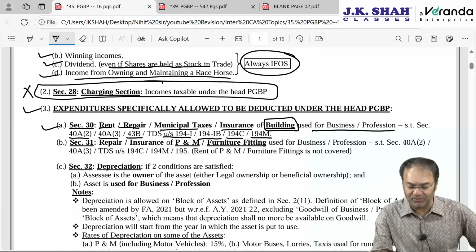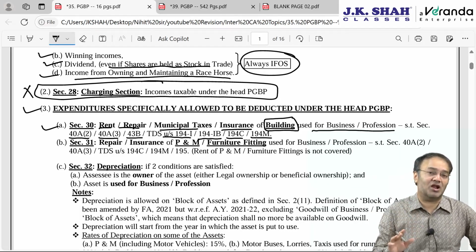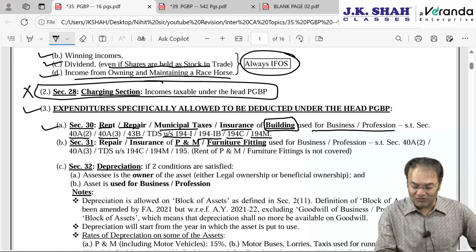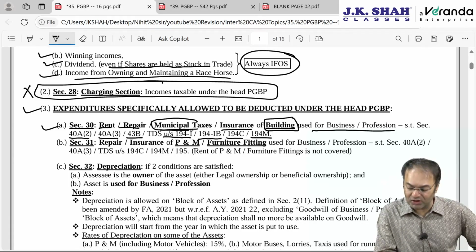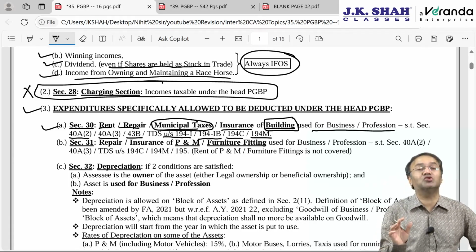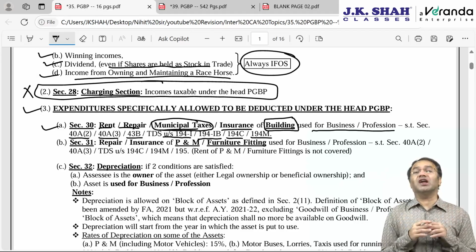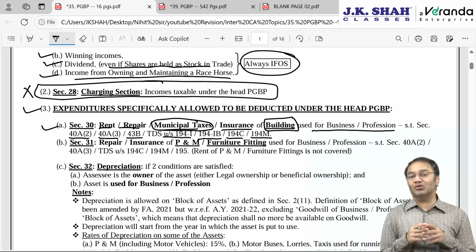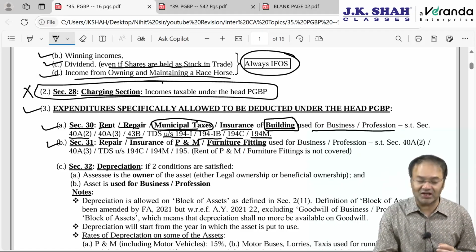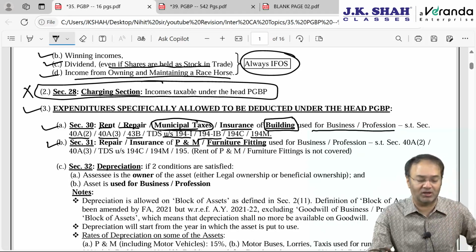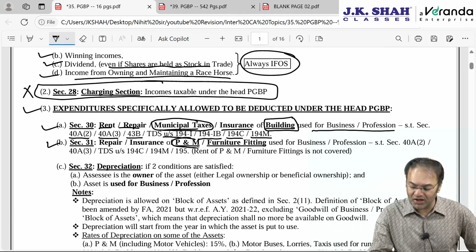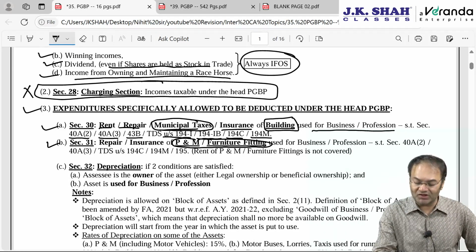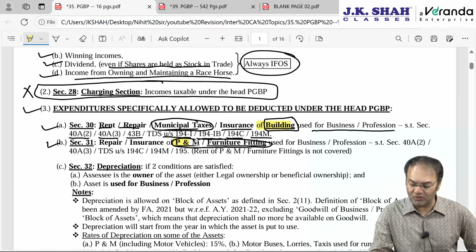And subject to 43B, that is, 9 expenditures are allowed to be deducted only if payment is actually made. Municipal tax in this particular section, section 30, is one of those 9 expenditures. Same way, section 31 is exactly the same but applicable only for plant machinery and furniture fitting. Whatever we discuss for building, same applies here also.